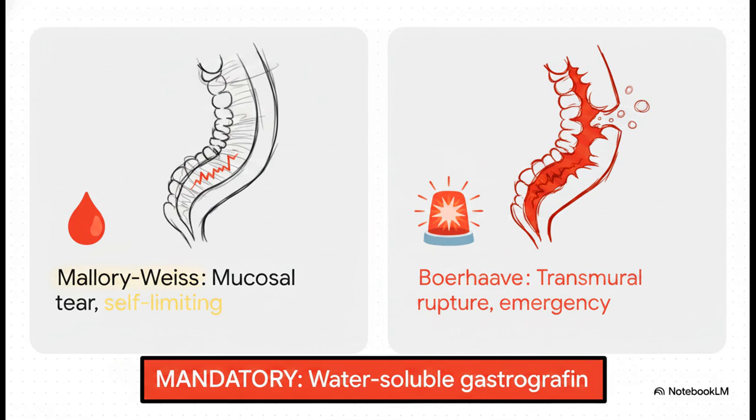So, Boerhaave syndrome is an entirely different beast. We are talking about a full-thickness transmural esophageal rupture. The presentation is severe retrosternal chest pain, subcutaneous emphysema, which you're going to palpate as crepitus, and a pneumomediastinum. Make no mistake, this is a surgical emergency. The absolute requirement for diagnosis here is an immediate water-soluble gastrographin contrast swallow.